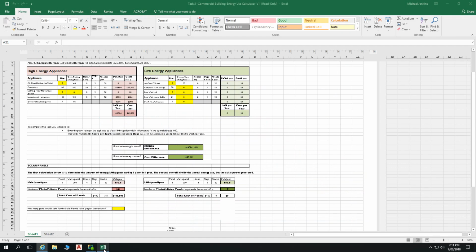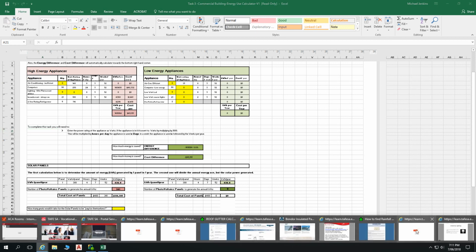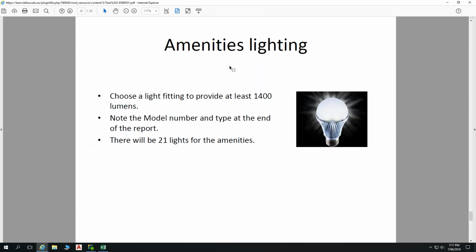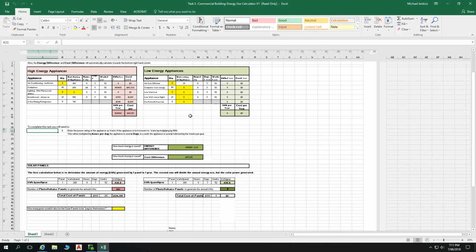So that fairly much covers it for that energy component. I'll just flick through to make sure. So we've got the solar panels question. For our amenities lighting, you're going to have to choose a light fitting to provide at least 1400 lumens. Note the model number and type at the end of the report, and there will be 21 lights for amenities. I think that's included in our table.